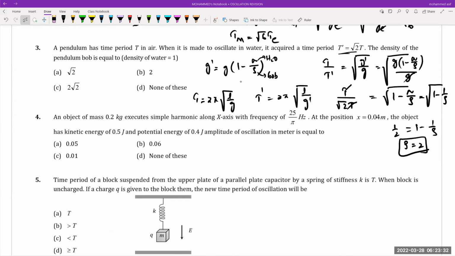चलो ठीक है, बहुत आसान question है ना. An object of mass कितना है मेरे पास? 0.2 kg है, which is executing a simple harmonic motion along x-axis with frequency 25 by pi. At a position x equals 0.04 meter, the object has a kinetic energy of 0.5 joules and potential energy 0.4 joules.